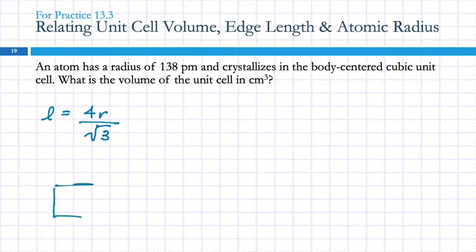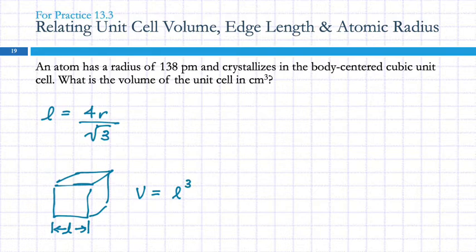So if this is our unit cell, and the edge length, right? This is asking for the volume. How do you calculate the volume of a cube? It's the edge length cubed. It's length times width times height, so L cubed. So we're going to take the equation for the edge length and cube that. So 4R over the square root of 3, that whole thing cubed, and that will equal the volume.